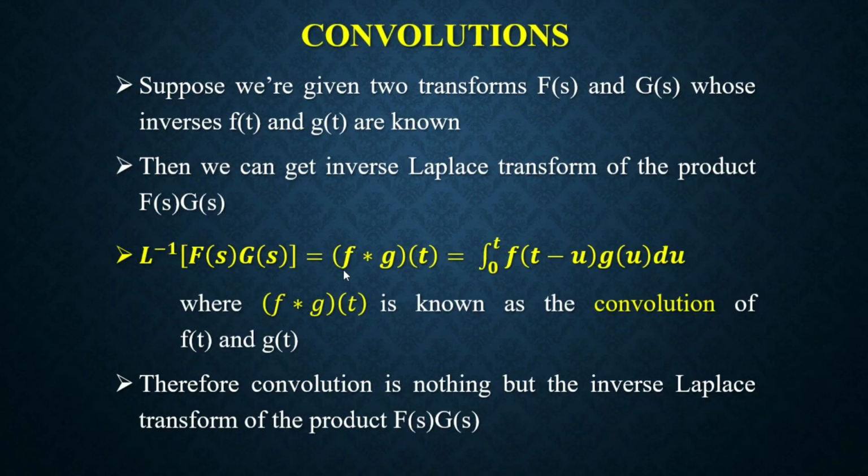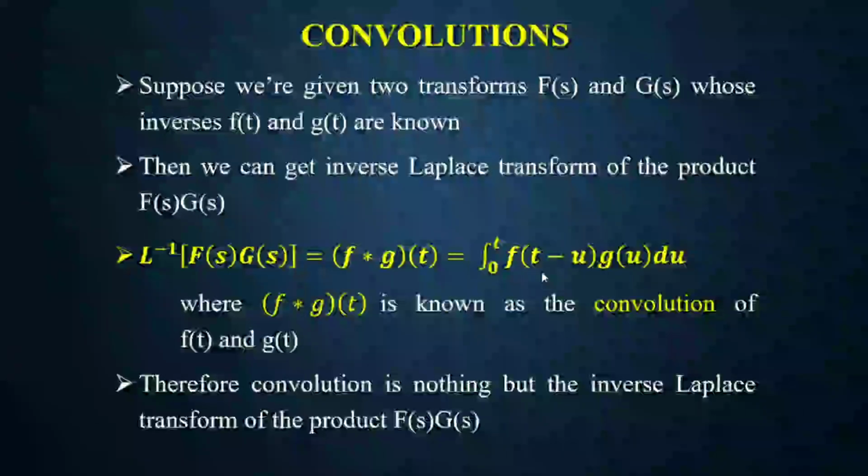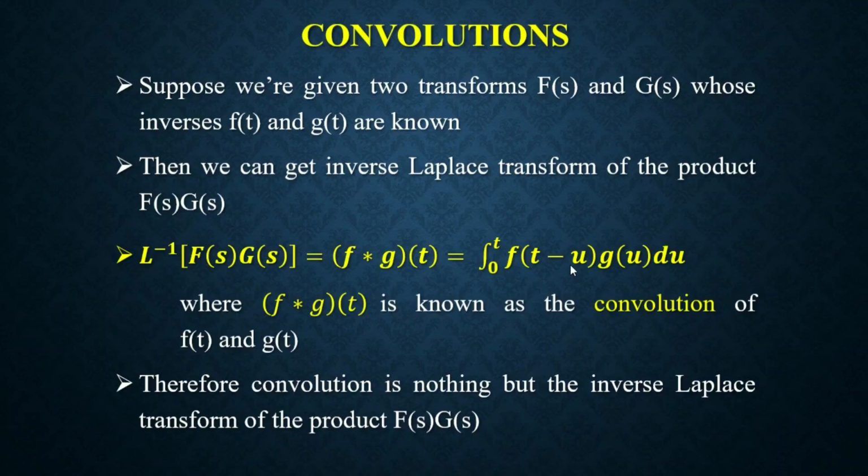And finally, we can obtain the value of (f star g)(t) by integrating the product f(t minus u) g(u) within the limits 0 to t. In the function f(t), if we substitute t minus u in the place of t, we get f(t minus u). And in the function g(t), if we substitute u in the place of t, we get g(u). So the integral from 0 to t of f(t minus u) g(u) du is (f star g)(t), and it is the convolution of the functions f(t), g(t).